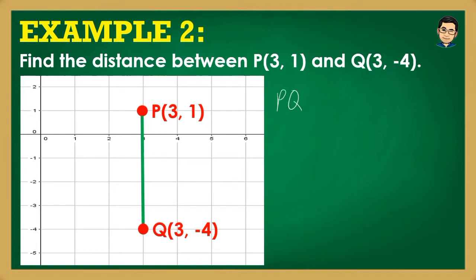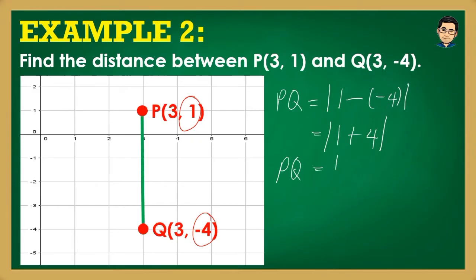PQ equals the absolute value of the difference of the y coordinates. So yung mga y coordinates po natin dito, 1 tsaka negative 4. So magiging 1 minus negative 4, then equals the absolute value of 1 minus negative 4, magiging positive po yan. It's because we will change the sign of the subtrahend. And then magiging PQ is equal to the absolute value of 5.